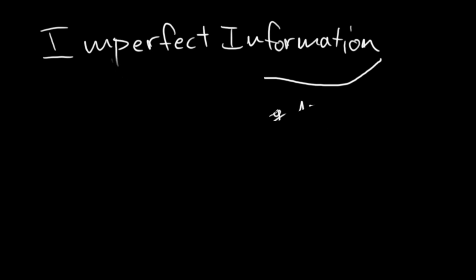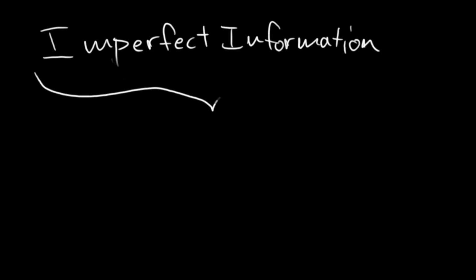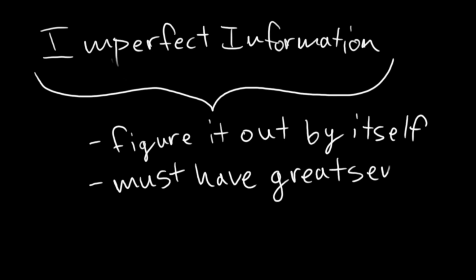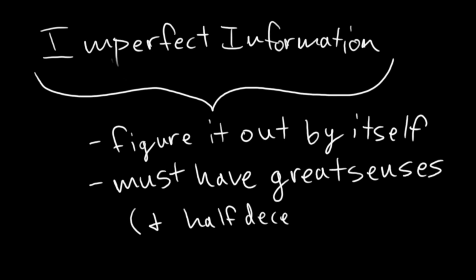So how does my AI have imperfect information? Basically, I'm making the AI figure everything out for itself, rather than just being told relevant information. This means that the AI has a fully featured set of senses and a way to process this information so that it can be used in its decision-making process.